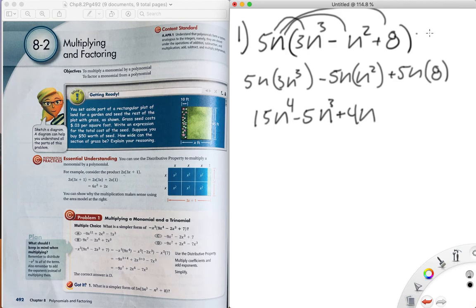So this is using the distributive property. We multiply 5n times everything inside. The minus sign goes down, the plus sign goes down, and we multiply those three terms individually by 5n, and that gives us 15n to the fourth minus 5n cubed plus 40n. Again, that's using the distributive property.